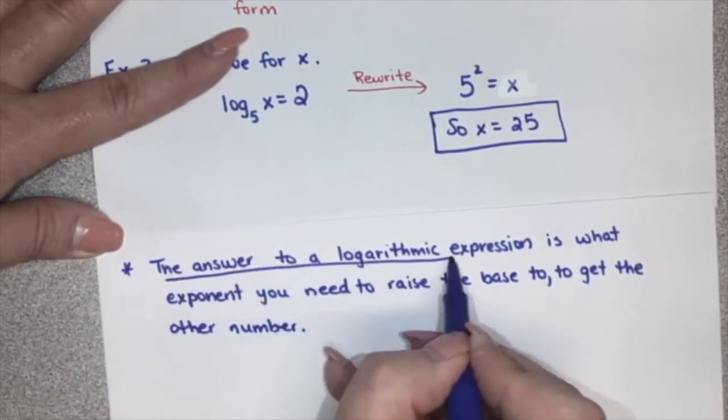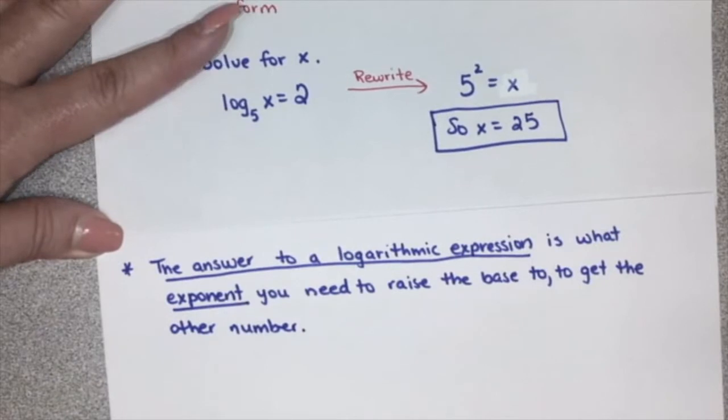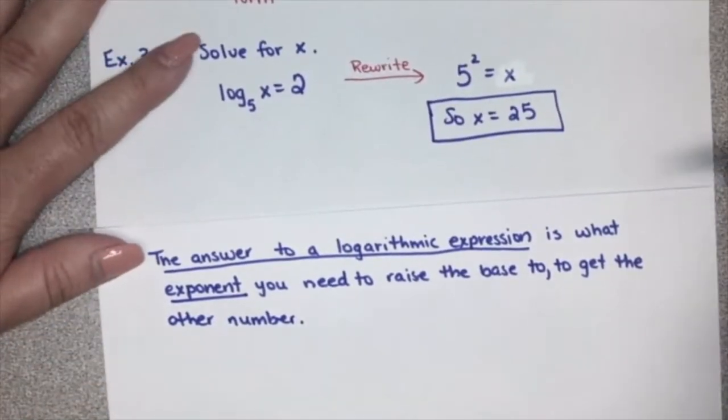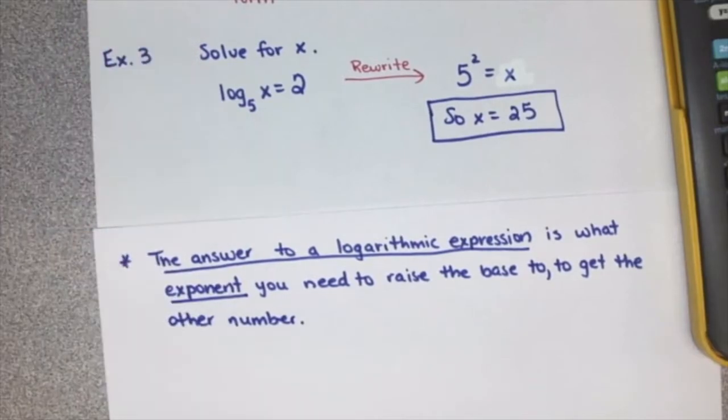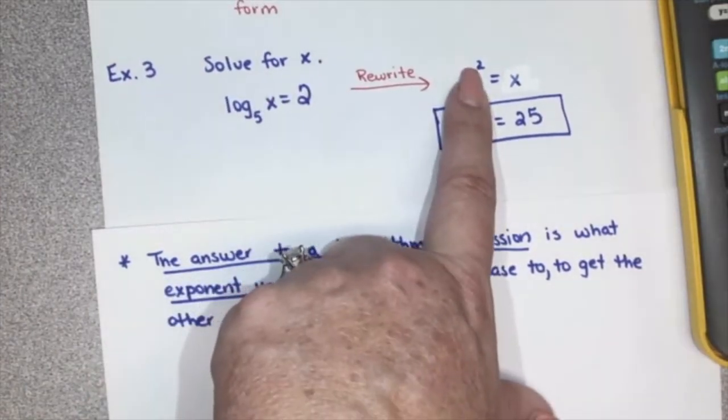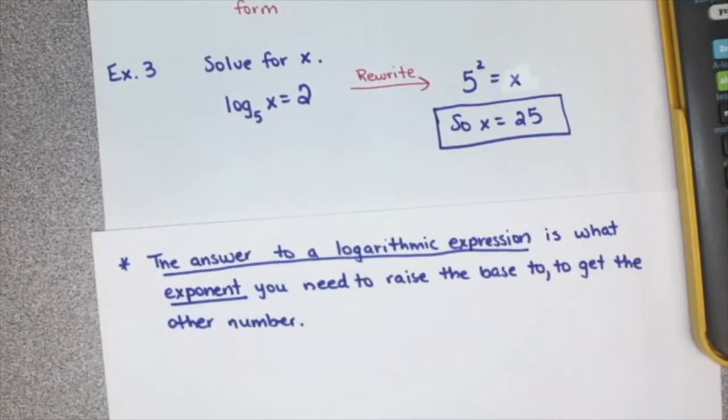So the answer to a logarithmic expression is always looking for the exponent. Okay, it's asking you what power do I need to raise that base to give me the answer that I'm looking for. Notice that's what it was here, right? What power was I raising the 5 to? I was raising it to the 2 power because that was the answer to the logarithmic expression.